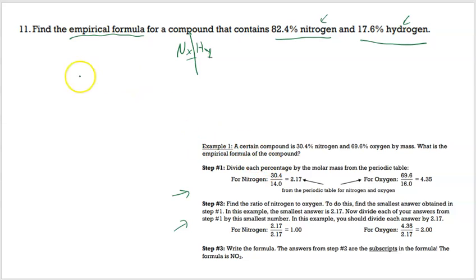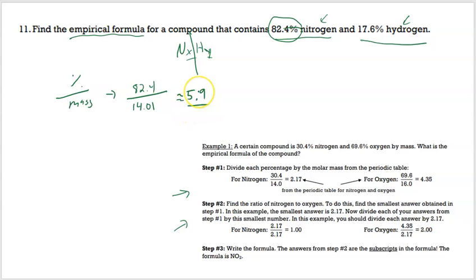What we do basically is take the percent over the mass. That's just going to give you a number, and we'll talk about what to do with that number in just a second. So we have 82.4% nitrogen. We're going to go 82.4 over the mass of nitrogen, which we know is 14.01 from our periodic table. When we do that, we get approximately 5.9.